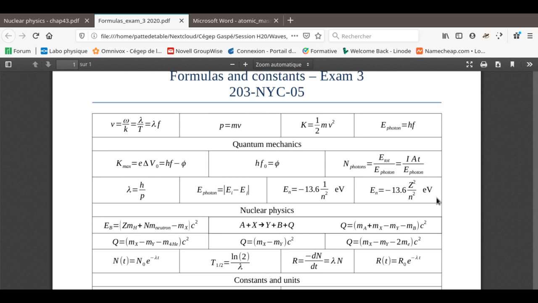End of quantum mechanics. So both light and matter behave as waves when traveling, as particles when interacting, and we studied the energy levels.